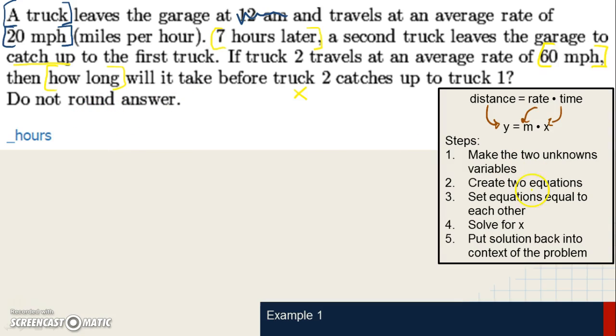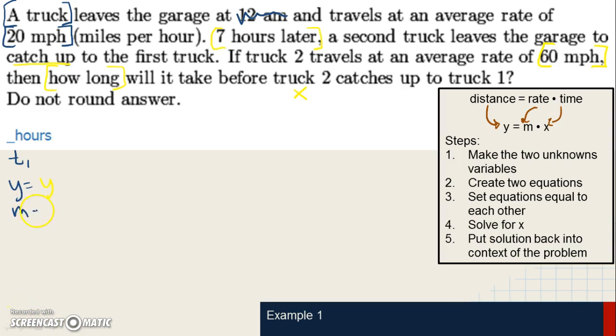So now let's go ahead and create two equations based on the information that we know. The first equation is going to be based on truck 1. So what do we know about truck 1? Did it say anything about distance? It did not say anything explicitly about distance, but we know that this second truck is trying to catch up to the first one. So we know at the point that the two trucks meet, their distance has to be the same. So it didn't tell us a value for the distance, but we know that the distance of the two trucks is the same. So what we can do is, for truck 1, we can say that the distance for truck 1 is equal to the distance for truck 2 because it's a catch-up problem.